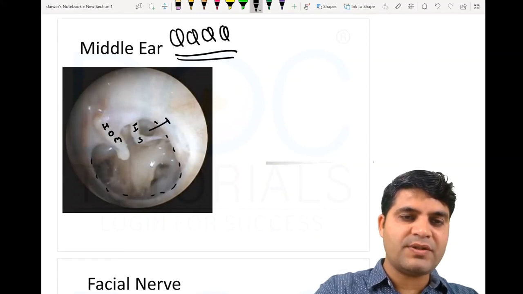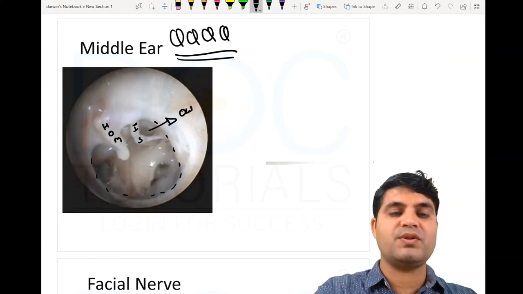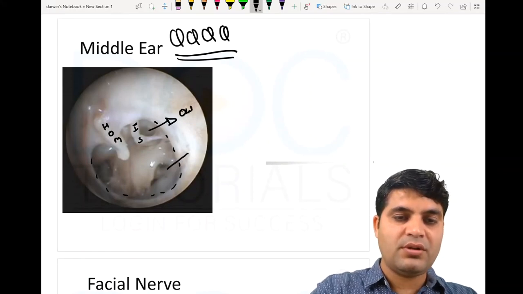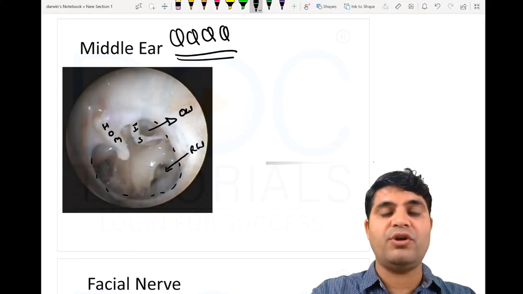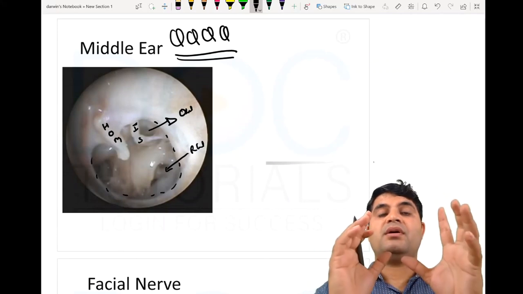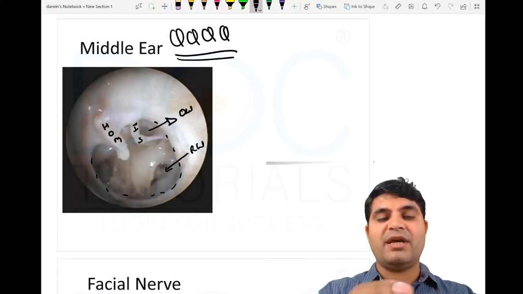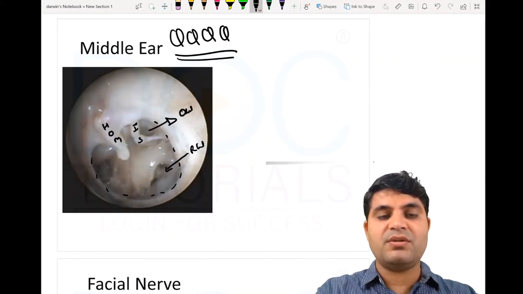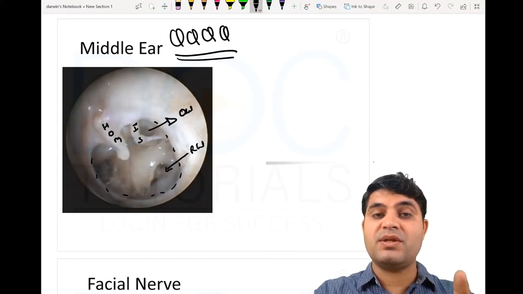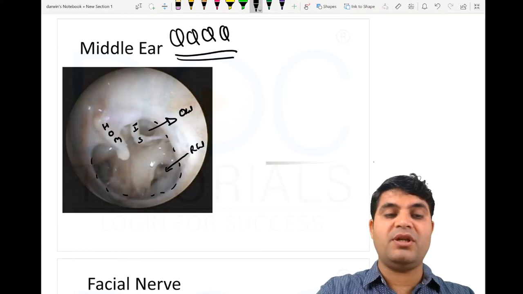What is this? This is the oval window, because stapes articulates with the oval window. A few millimeters below the oval window you have the round window niche. Any image-based question can be asked here. The examiner can point at this region, or at this region, anything can be asked. So you should be familiar.